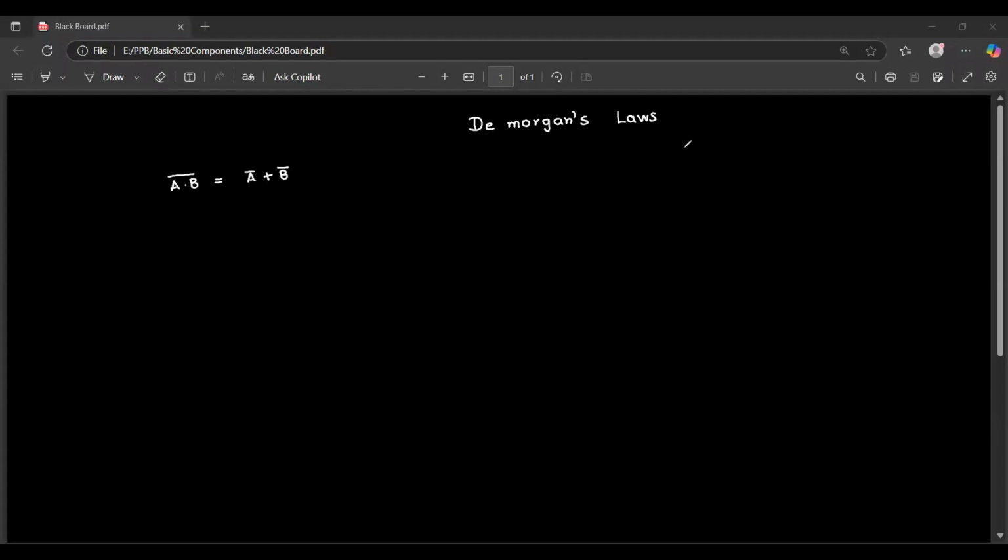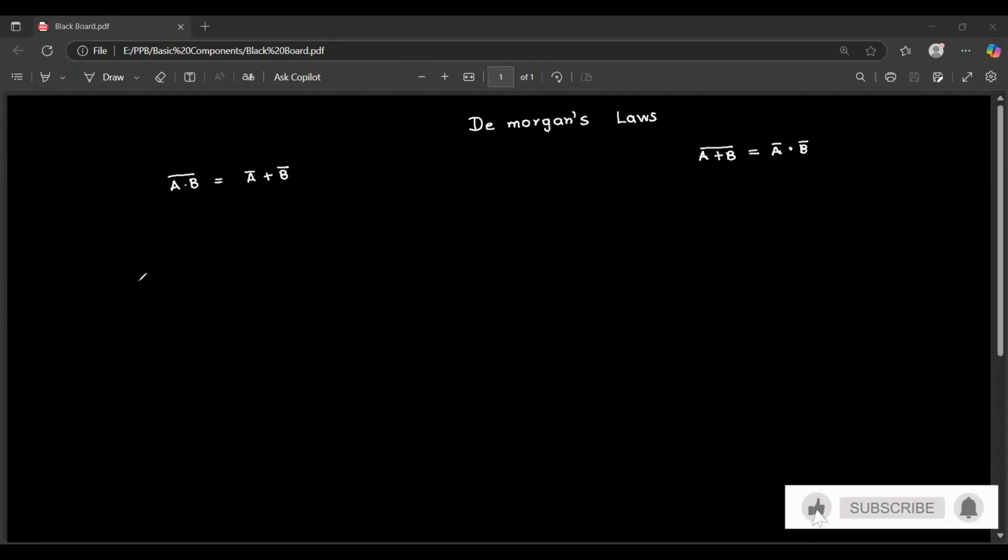Similarly, the next one is (A plus B) whole thing bar is equal to A bar dot B bar. So how do we prove this? Well, there are two ways to prove this. In set theory, we have different set expressions, and in Boolean algebra, we have different gates. If you draw these two and find the truth table, you can see why it works.